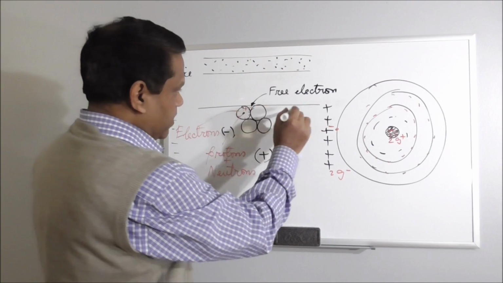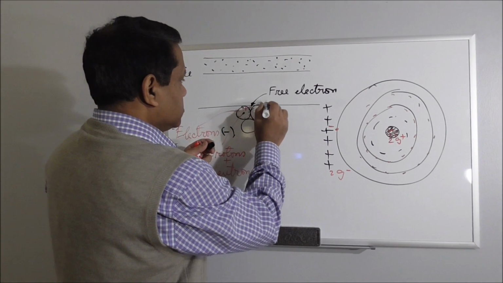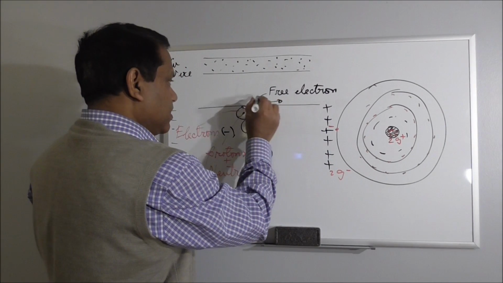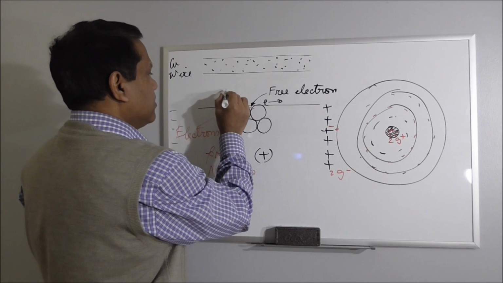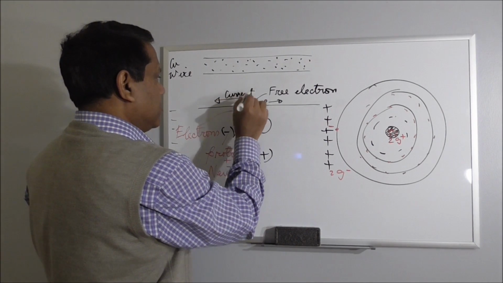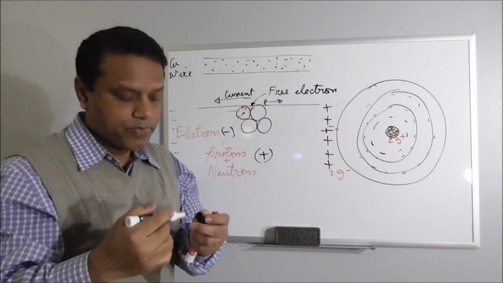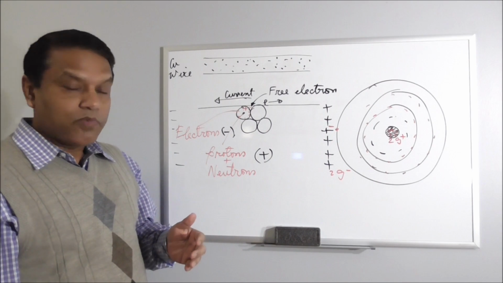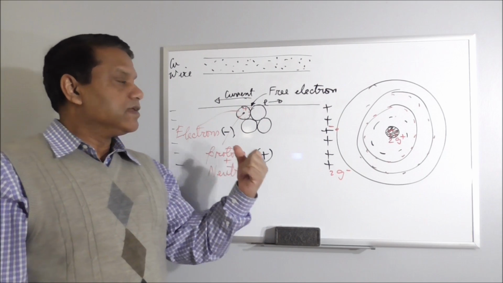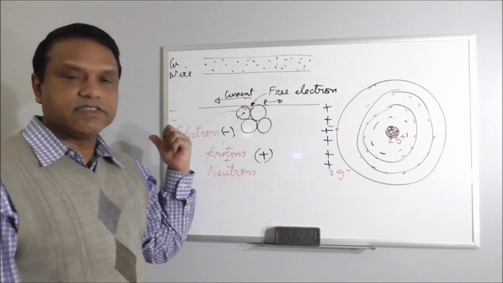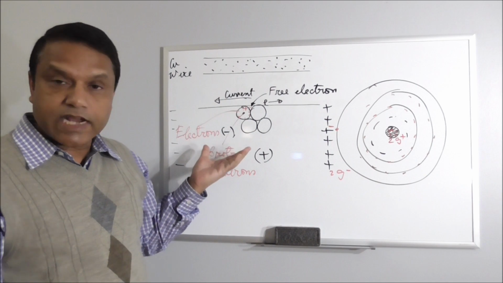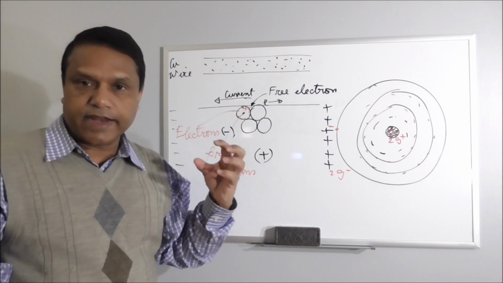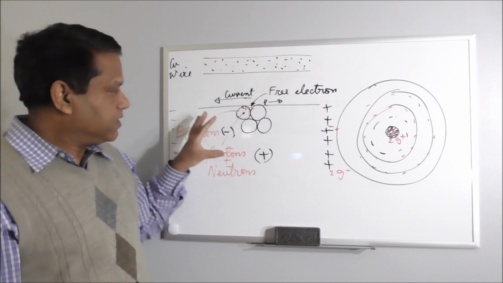So when electrons are moving this way, there will be a current flowing this way. Why? Because by convention we say, whenever positive charges move, the direction of the positive charges movement is the direction of the current. But here you see, actually there is no positive charges that are moving. Positive charges are in the copper ion, which are static. They cannot move. They are fixed in this structure.